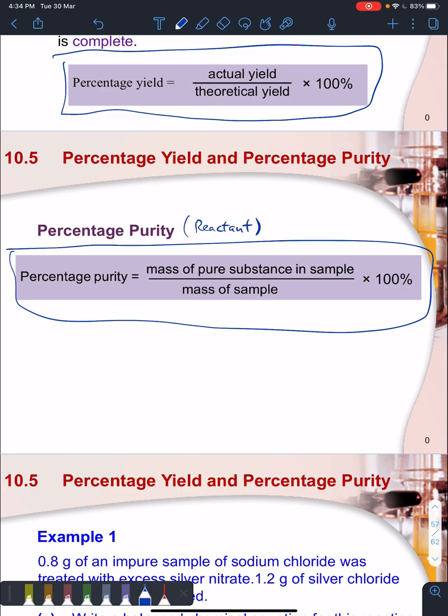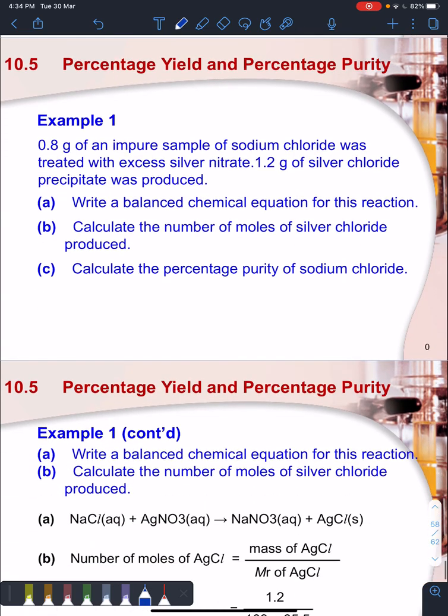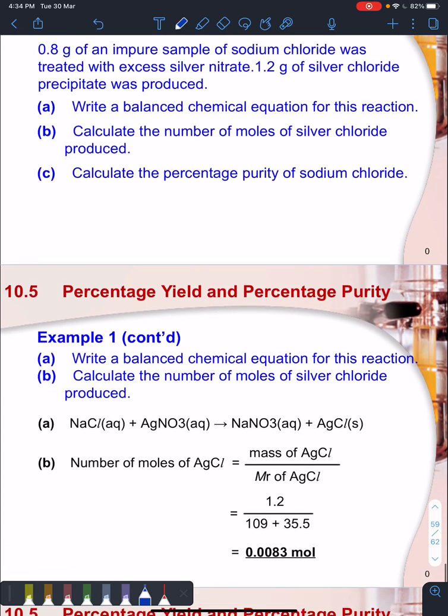So my general trick for you is this. Whether it's percentage yield or whether it's percentage purity, it is always equal to the smaller mass over the larger mass. So this is the shortcut I can give to you. Alright, so let's look at an example. So the example is here. So take some time to look through and try and digest.